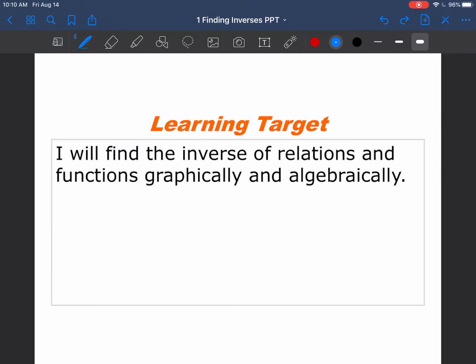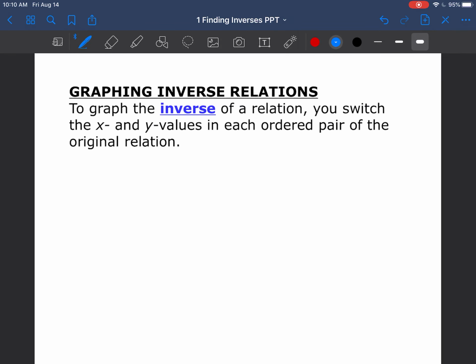All right, so today we are going to find inverse functions, and we are going to do this both graphically and algebraically. And so we're going to start with graphing the inverse. Graphing an inverse amounts to just switching the x and y values of each ordered pair. And so your inputs are going to become your outputs, and your outputs become your inputs. That's essentially what an inverse function is.